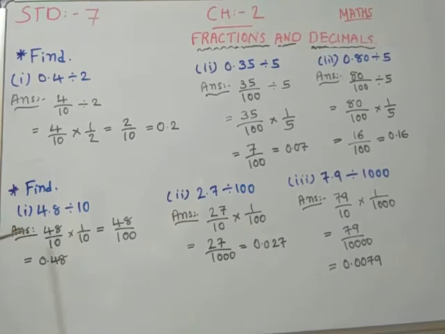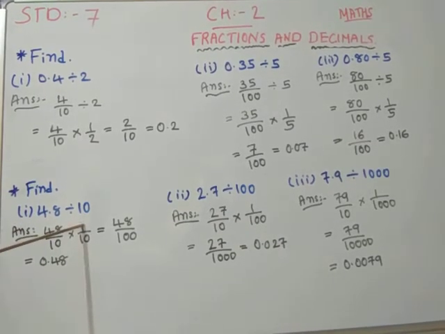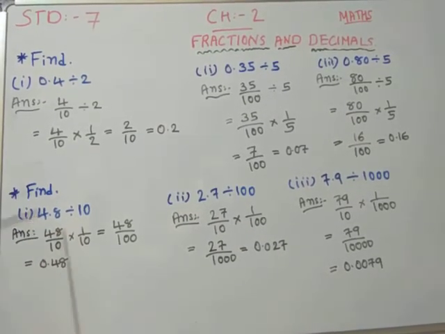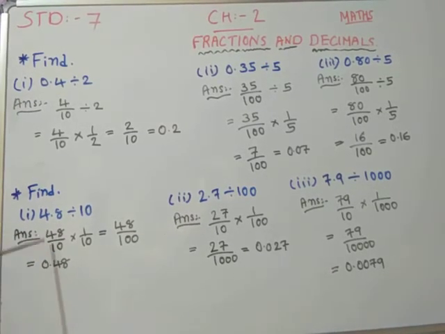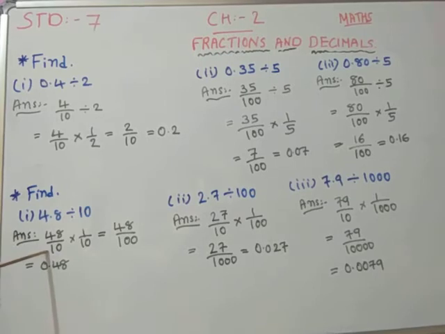Now let's understand the division of decimals by 10, 100 and 1000. Let's take one example: 4.8 divide 10. First convert into simple form. After the point there is 1 digit, so you have to put one 0 below. So it's 48 divide 10.